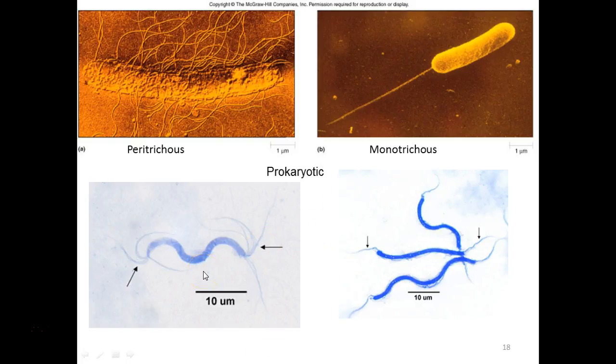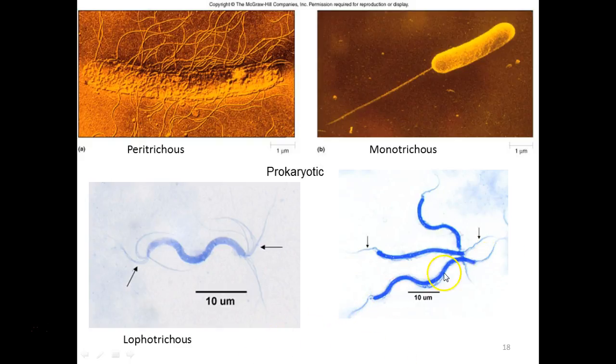The next term, Lophotrichous, refers to a clustering of flagella at one end, or in the case of this picture, both ends. Do you see how there's multiple flagella at both ends? But this term just means a clustering at an end. So you could have an organism that has a cluster just at one end and not at both, like you see here.